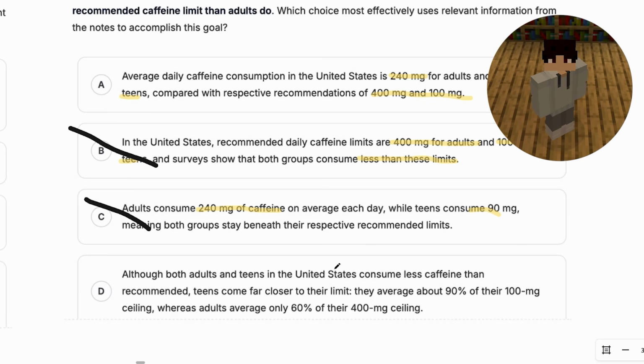Although both adults and teens in the United States consume less caffeine than recommended, teens come far closer to their limits. They average about 90% of their 100 milligram ceiling, whereas adults average only 60% of their 400 milligram ceiling. That is it. That is specific, that is direct, that's clear. It's definitely answering the question. It's definitely better than choice A, so definitely D is going to be right.